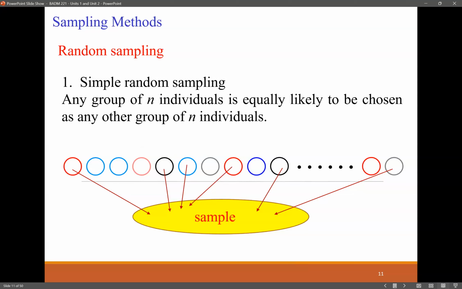So the types of sampling, the first one, as I said: suppose you have 100 different colors of balls, and you want to select 10 balls in a sample. All the balls have equal chances of getting selected. You just close your eyes and choose 10 balls randomly, and that is your random sampling.